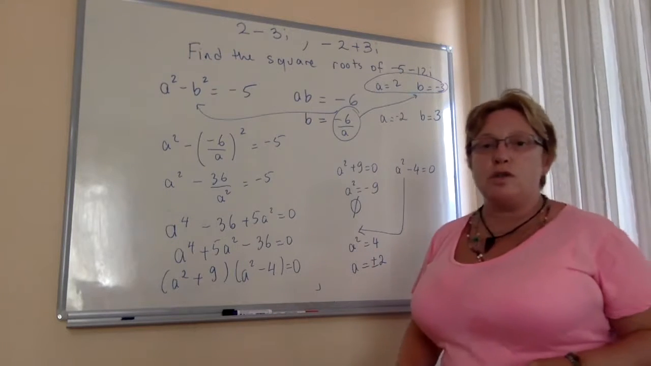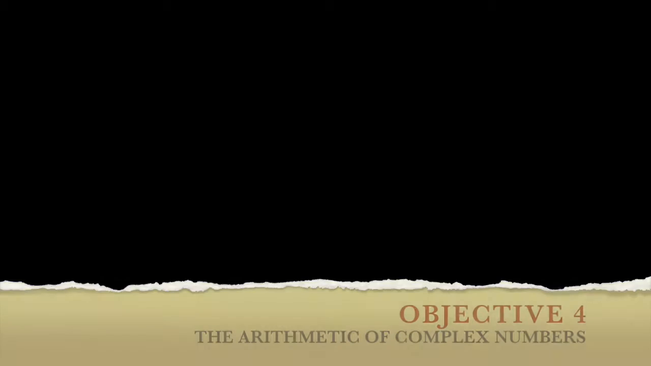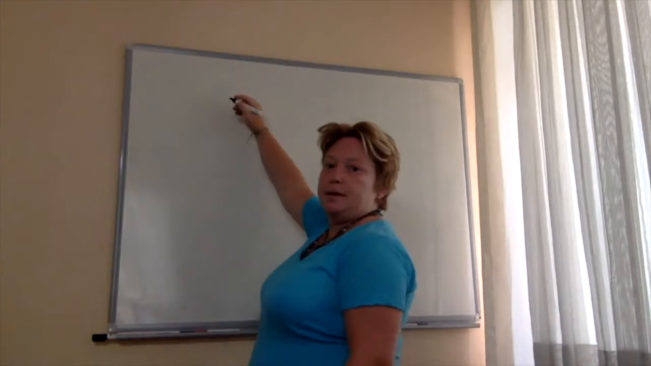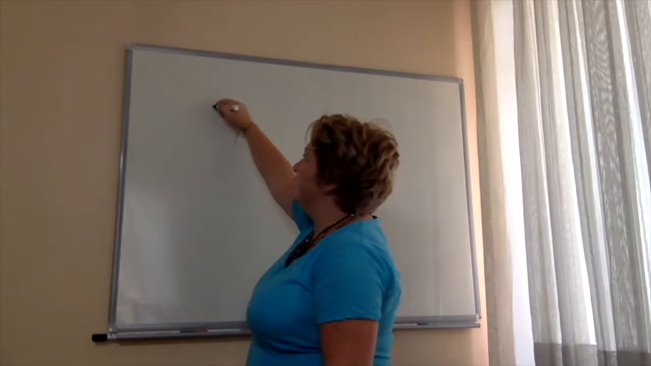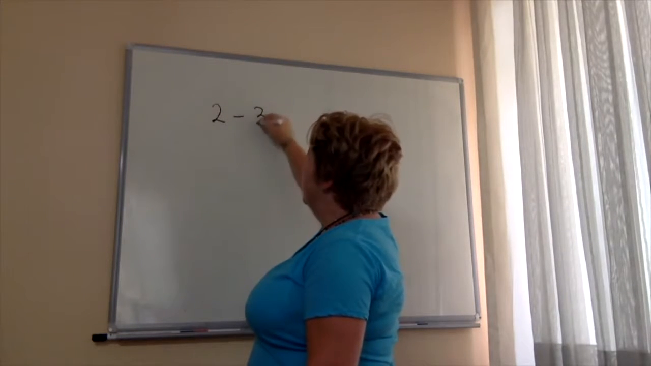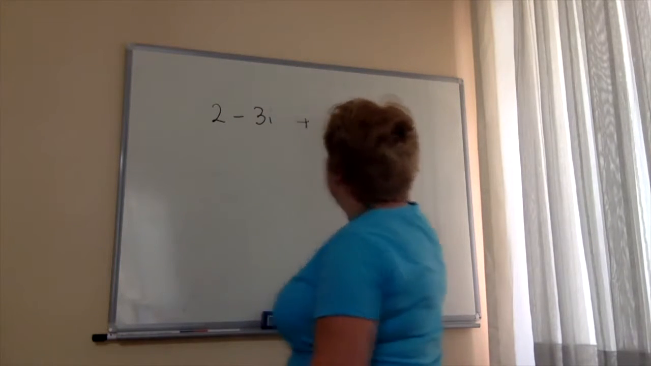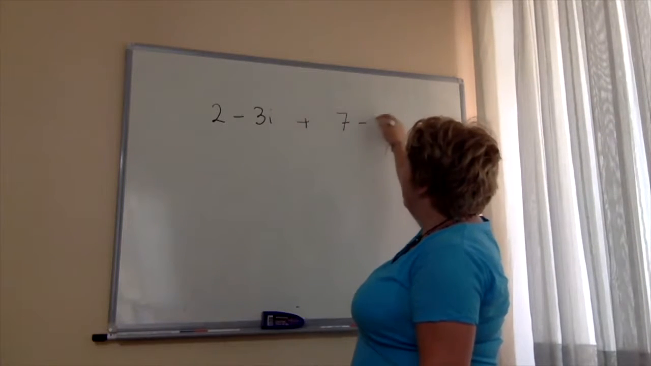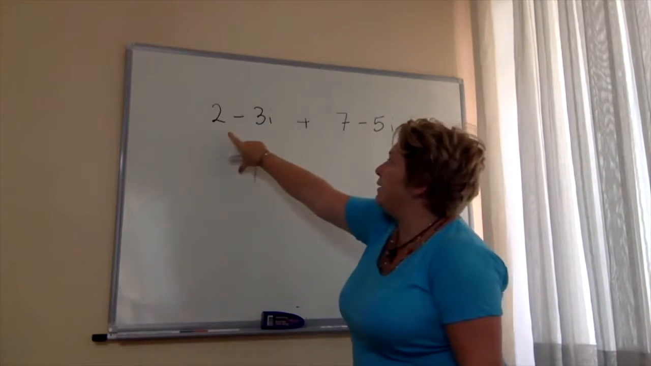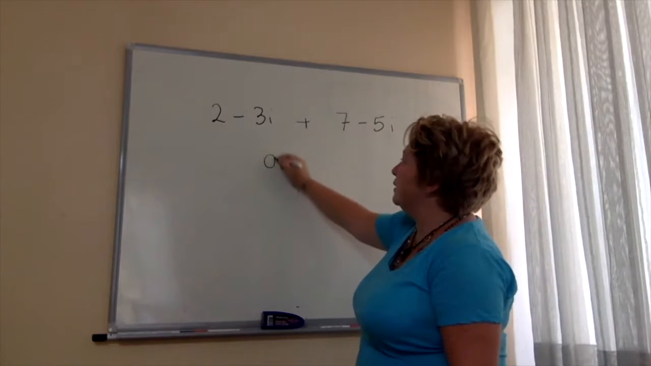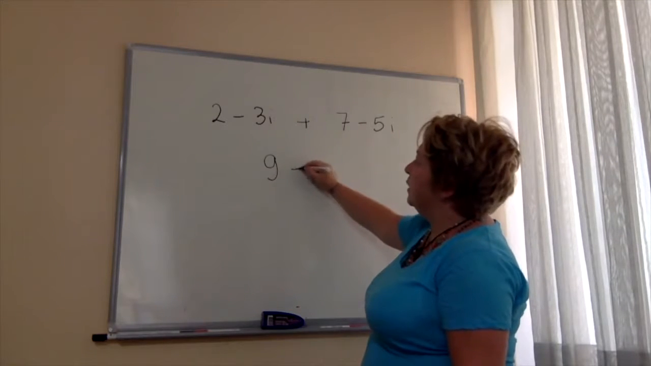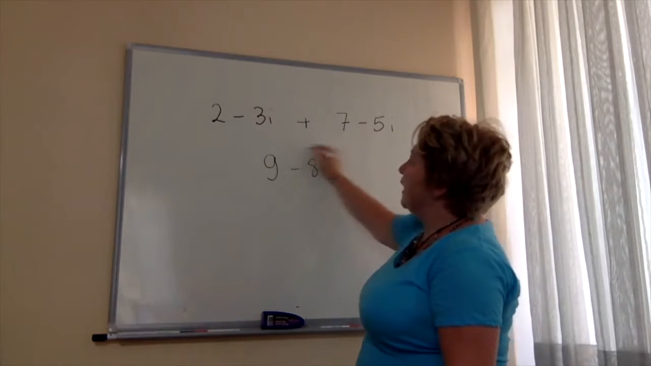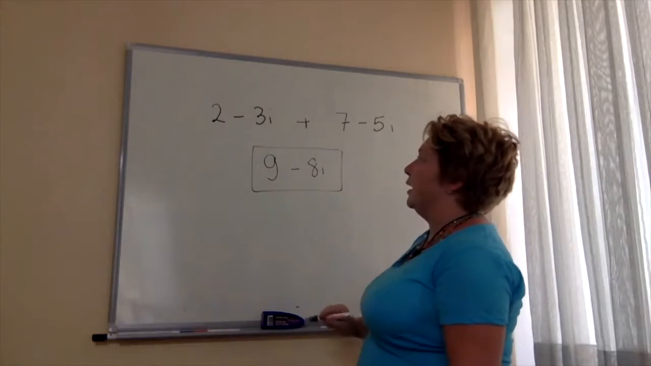So those are my two square roots. To add complex numbers, we mainly add their respective parts. So let's say we want to add 2 minus 3i with 7 minus 5i. We will add the 2 and the 7, which are the real parts, and the minus 3i and the minus 5i, which are the imaginary parts. So our answer will be 9 minus 8i.